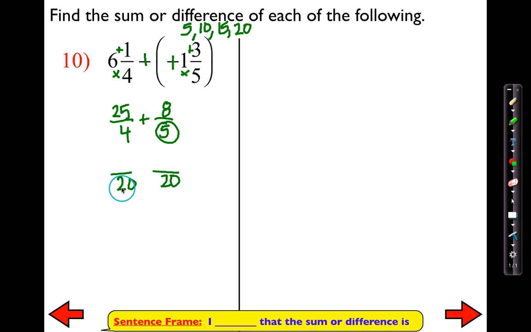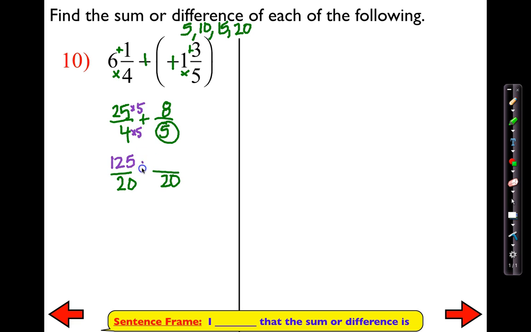Is the 4 a 20? The answer is no. So we're going to have to multiply this by 5 to make it 20. So multiply by 5, multiply by 5. 25 times 5 is 125. Let's check, does 4 times 5 give me 20?